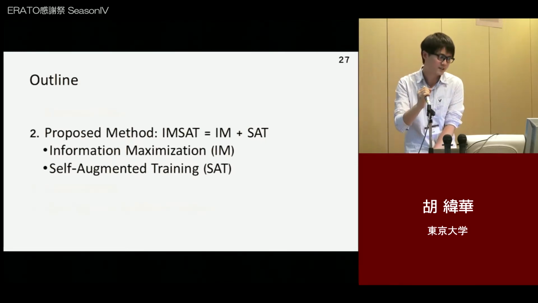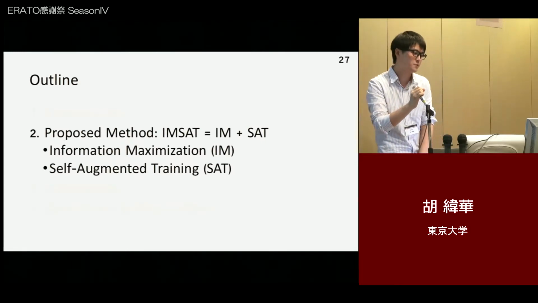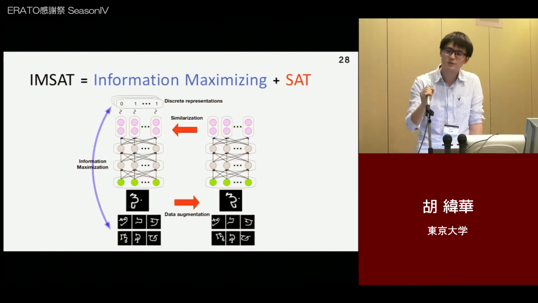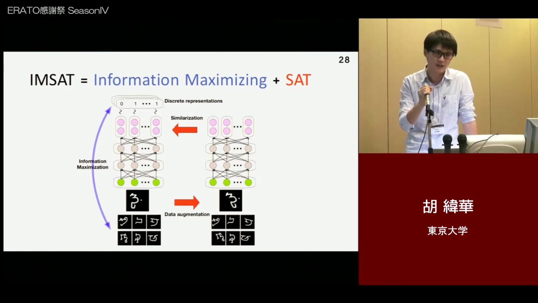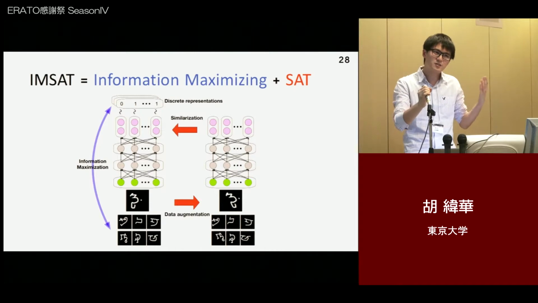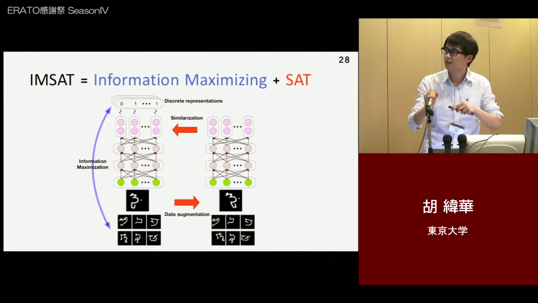So combining these two criteria, information maximization and self-augmented training, we arrive at our proposed method, information maximizing self-augmented training. Basically, our method does these two things simultaneously: maximizing the mutual information and self-augmented training.